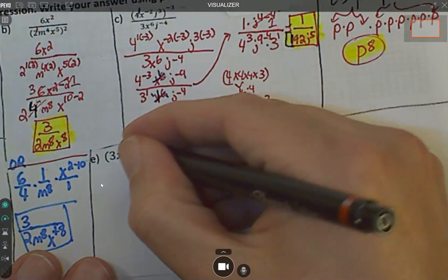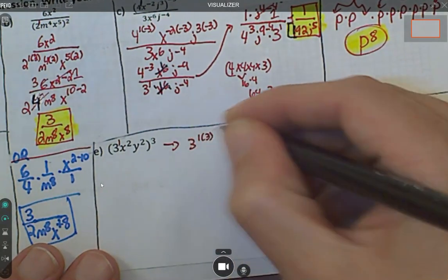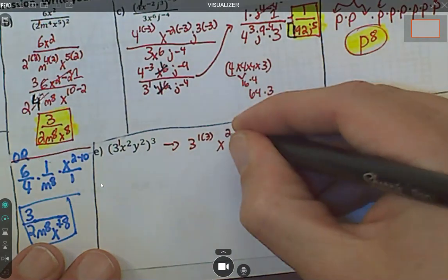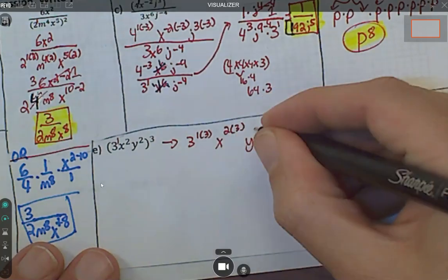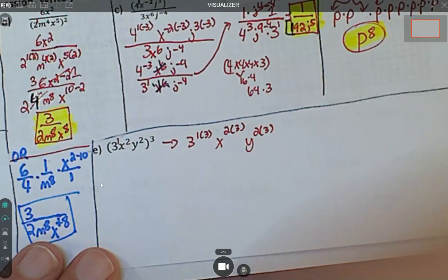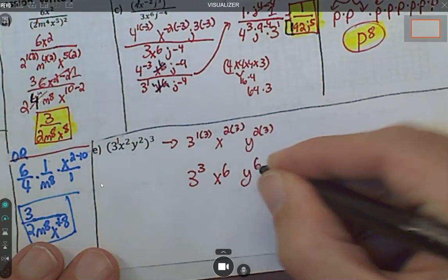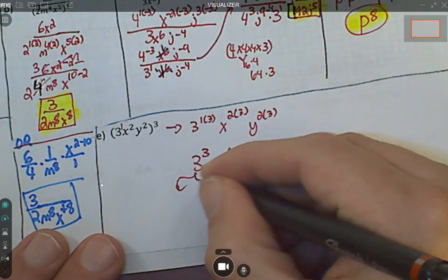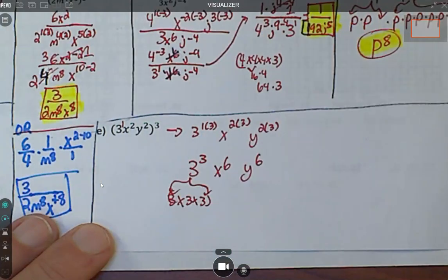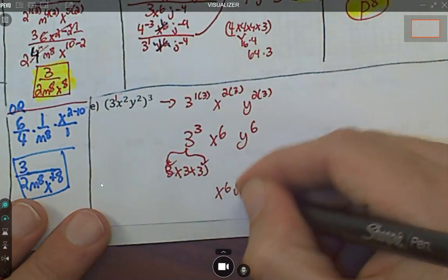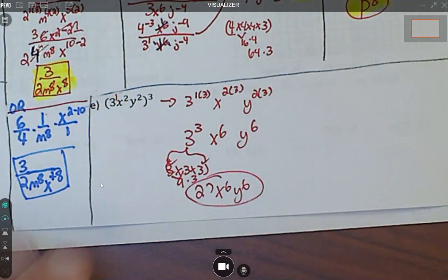Okay, last one. Power to a power, easy peasy. It means 3 to the 1 times 3. I use parentheses for multiplication, because you see there's a big parentheses there. That's how I remember. Okay, we got 3 to the 3rd, x to the 6th, y to the 6th. We have to find the coefficient of x to the 6th, y to the 6th. 3 times 3 is 9, 9 times 3 is 27. Okay, that one was easy.